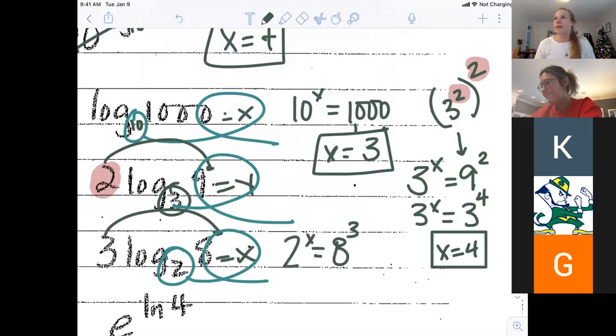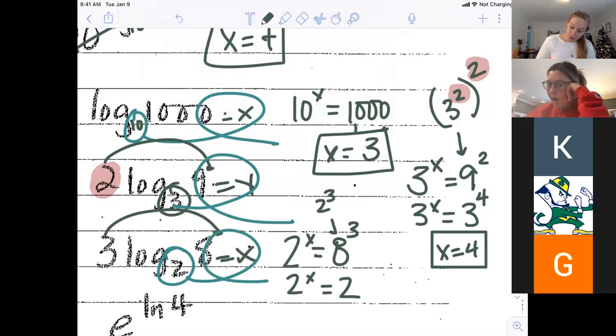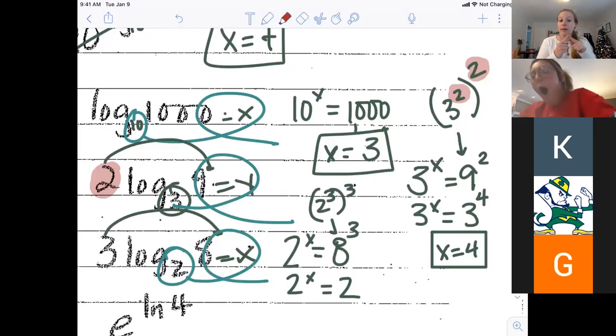Well, 8 is the same thing as 2 times 2 times 2, so 2 to the third. So 8 to the third is 2 to the third to the third. Again, we multiply those numbers together, so it's not 2 to the 6th, it's 2 to the 9th.